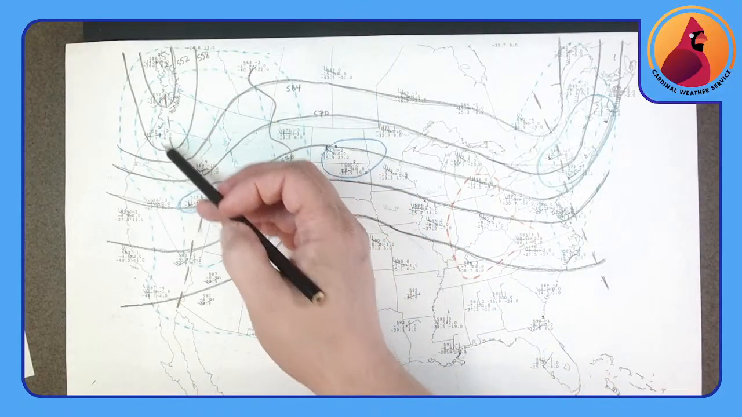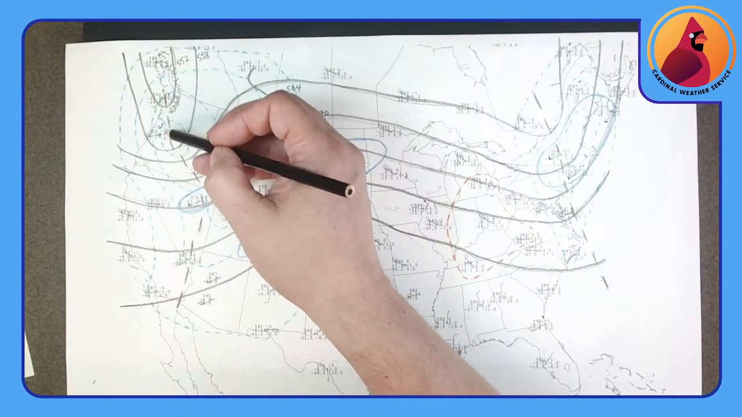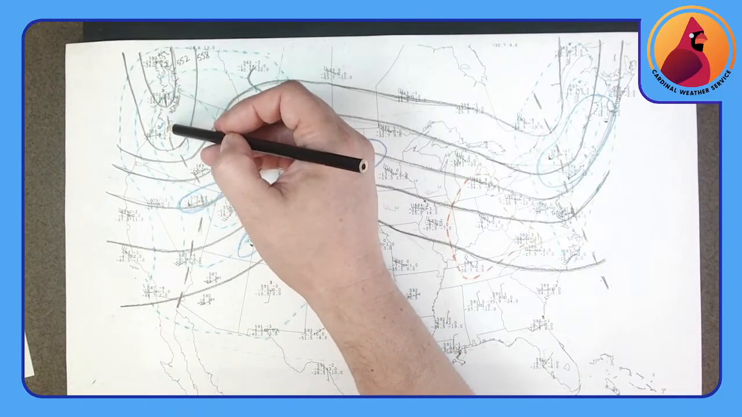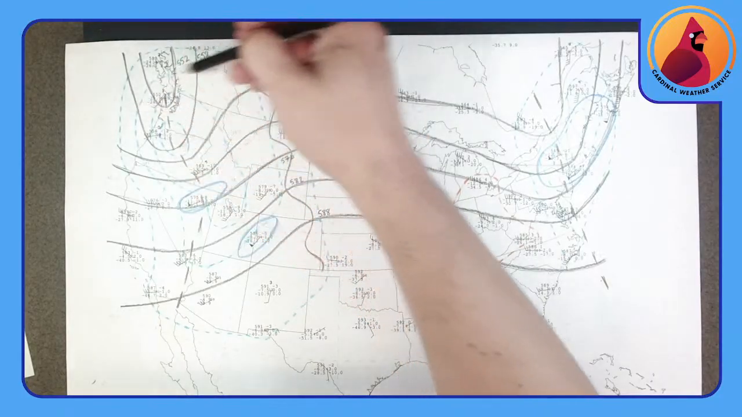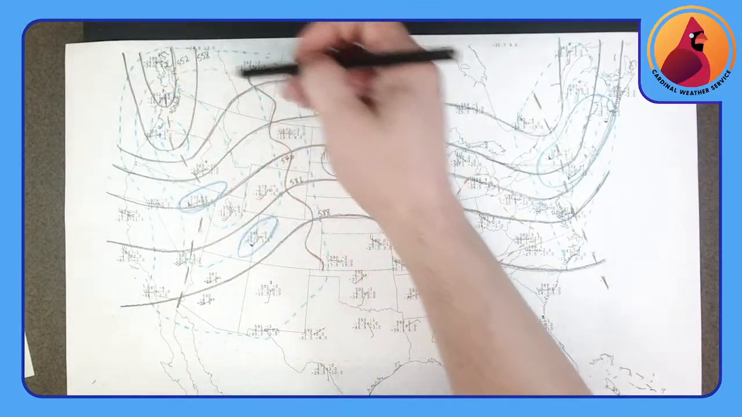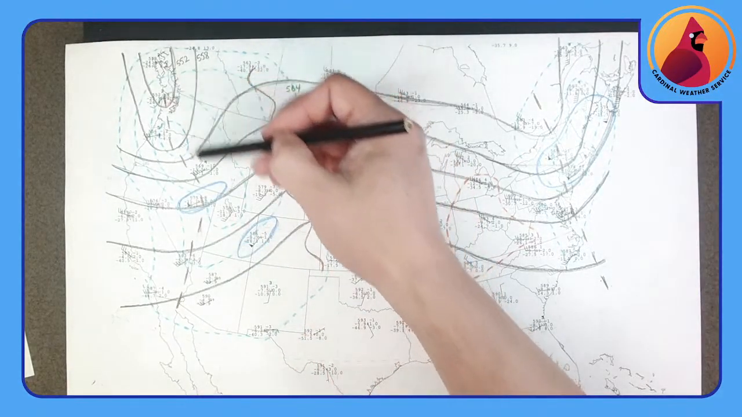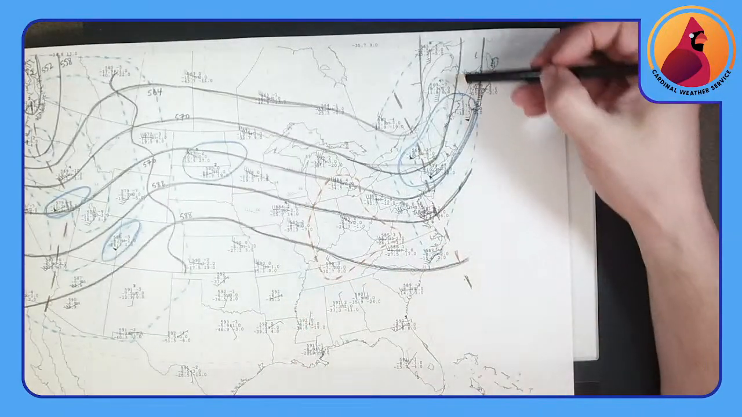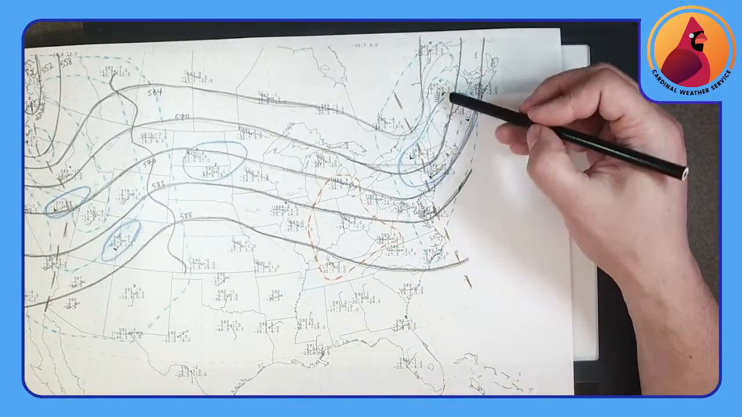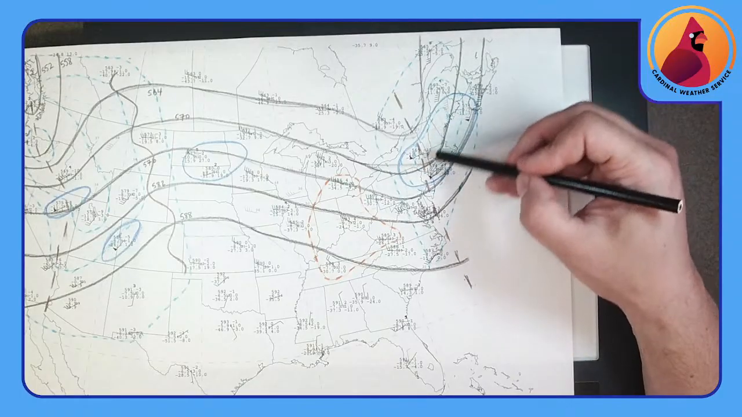So we've had a lot of deepening up here. Right here we've had 12 decameters of height falls. We've had this broad area of 9, a very broad area of 6 decameters of decreases in height overnight. Likewise, out east, we've had 9 or more decameters of height falls.